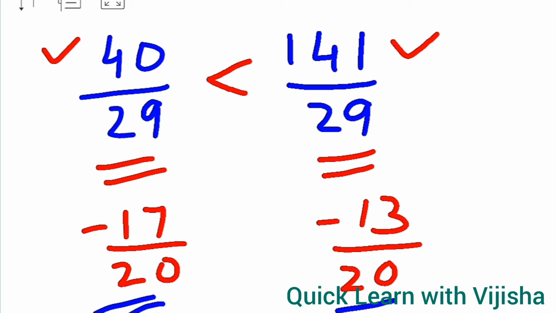and the numerators have negative signs. So the smaller number will be greater. For both negative numbers, the smaller number will be greater. So -13 will be the greater number. I hope you are understanding the concept, students. Let's see the seventh question.